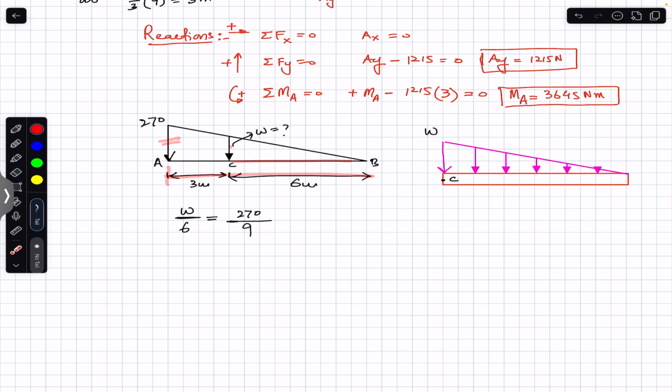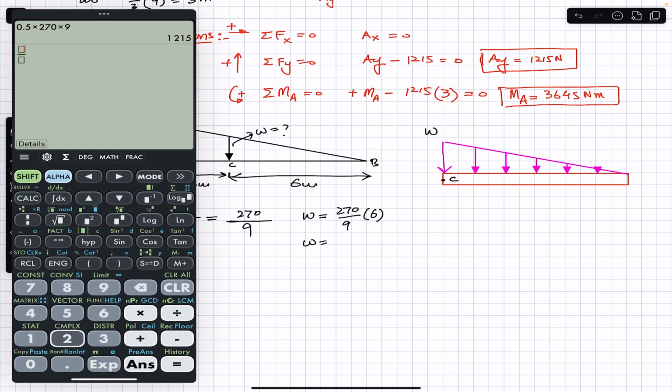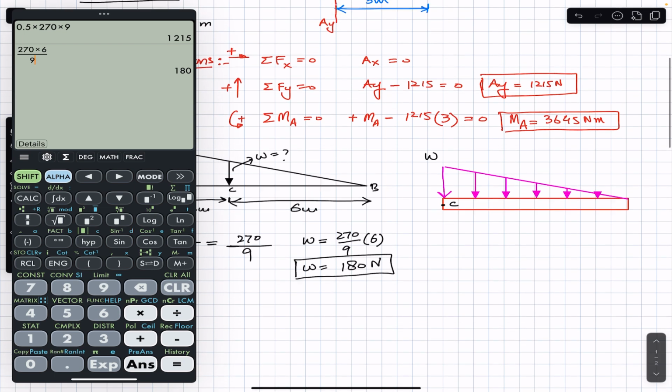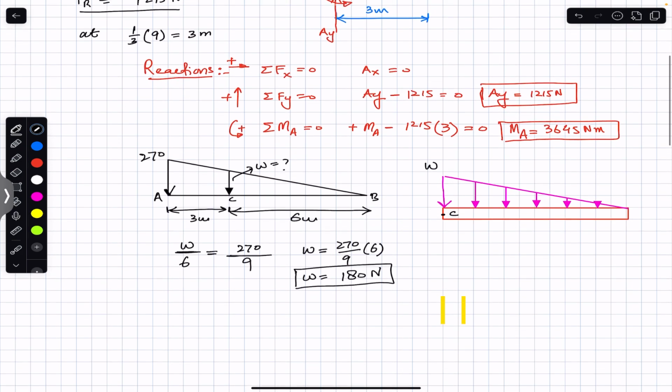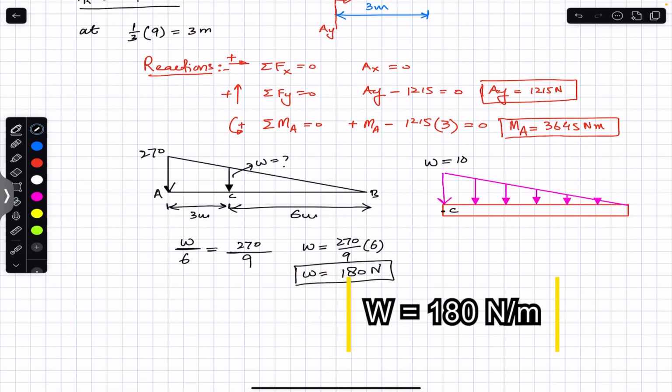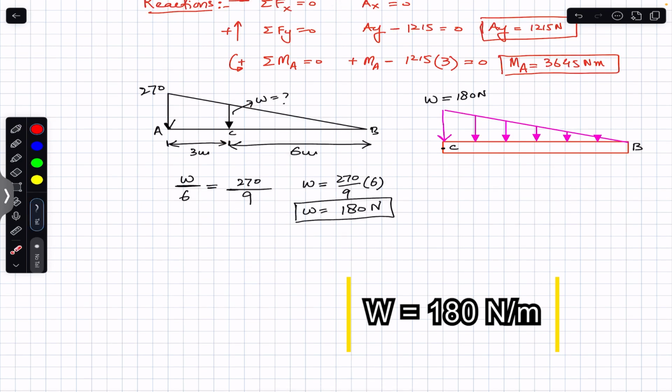So we can say that at C, the intensity of the distributed load will be 270 divided by 9 multiplied by 6. So this is 270 multiplied by 6 divided by 9. This gives us 180. So 180 Newton is the intensity of the distributed load at point C when we have cut the beam at point C. So this is equal to 180 newtons.